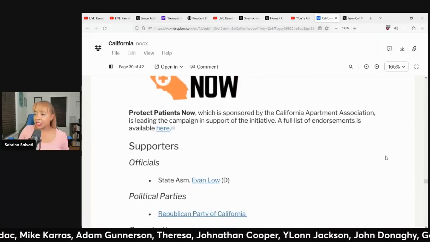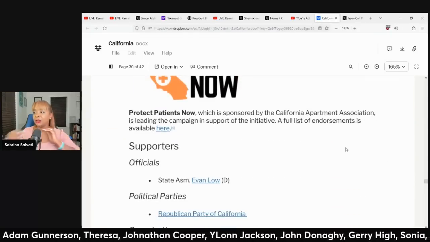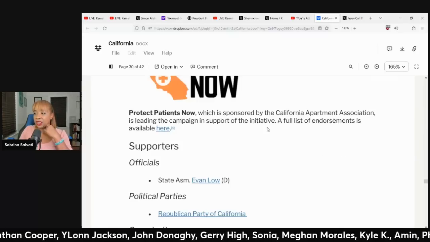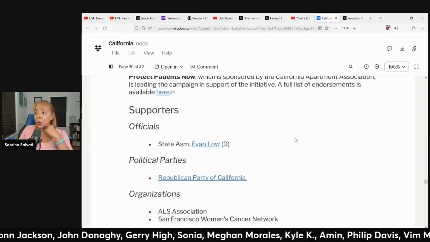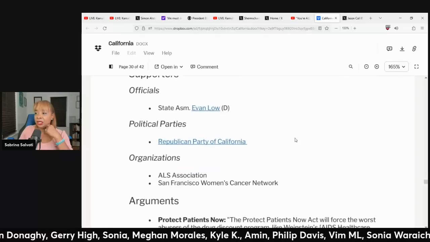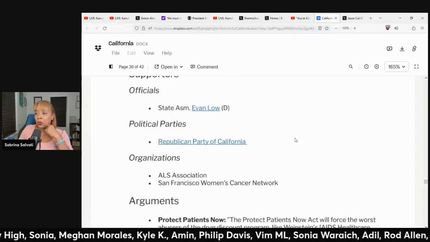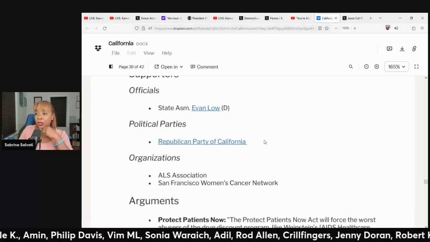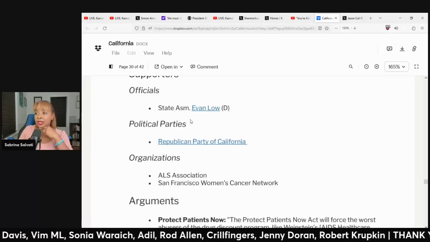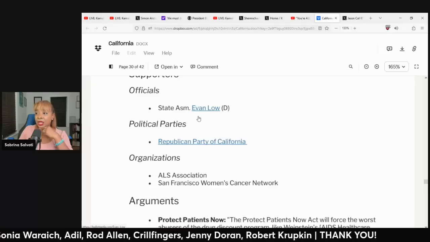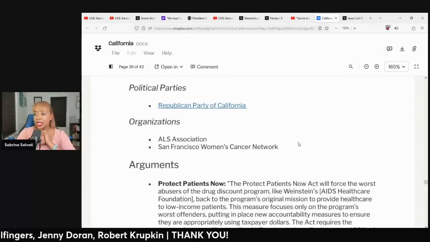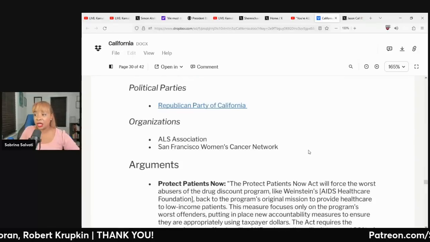So it says Protect Patients Now is sponsored by the California Apartment Association and is leading the campaign in support of the initiative. Who supports this? State Assembly Member Evan Low. So we're seeing some bipartisanship here. The Republican Party of California supports it, and so does Democrat Assembly Member Evan Low. Interesting. Organizations: ALS Association and San Francisco Women's Cancer Network.